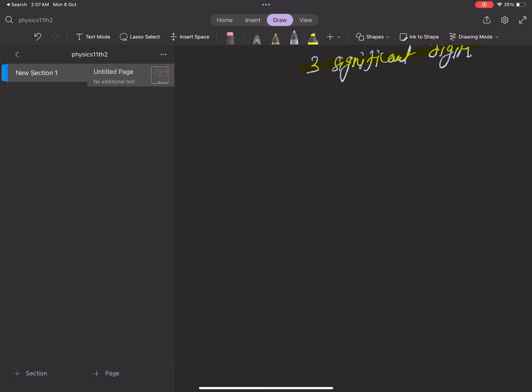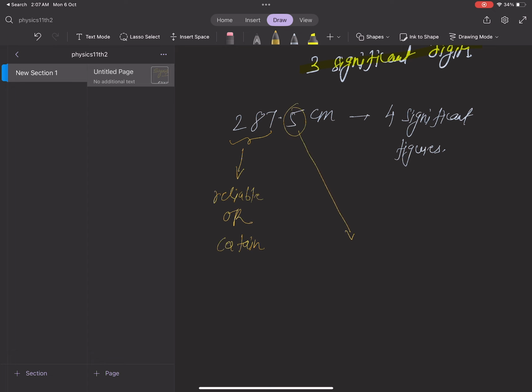Let's take another example. The length of an object reported after measurement to be 287.5 centimeter. What about this? So it has total how many significant figures? 4 significant figures. So the digits 287 are reliable or certain, and this is uncertain.